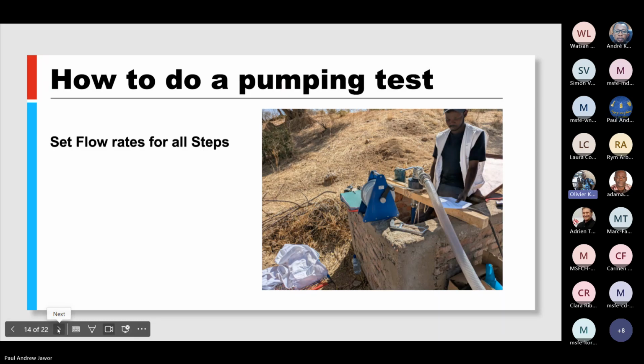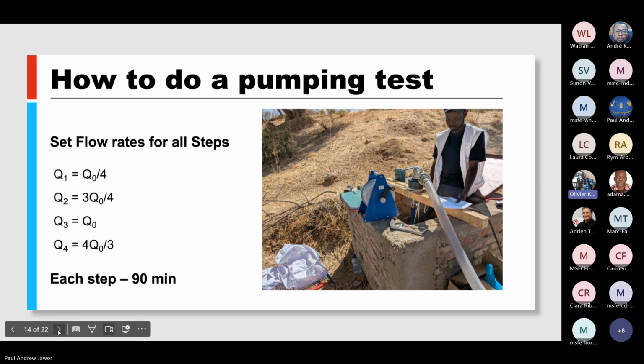Okay, yes, thank you. So I was saying we have to ensure we do each of the steps. We are recommending each of the steps for 90 minutes, but if you can do it for more, that is better so that we get as much data as possible, which will help with the interpretation of the step drawdown test.